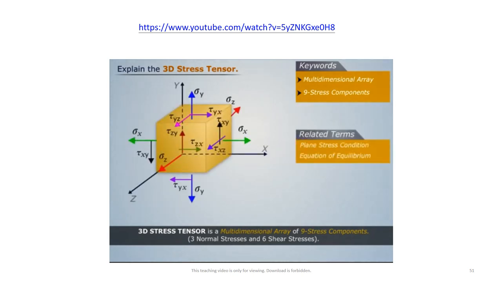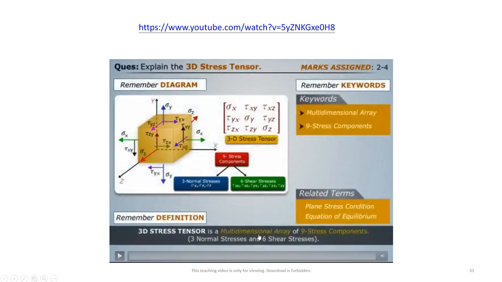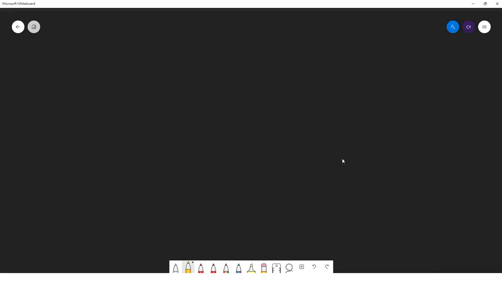Okay, now it's easy for you to understand. Could you please take your pen? Yeah, please take your pen and write down. Follow me. Actually, it is very important for your understanding.